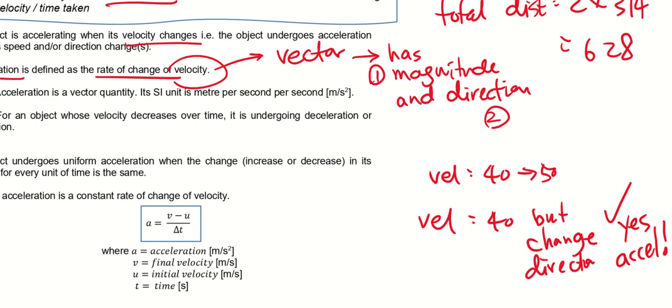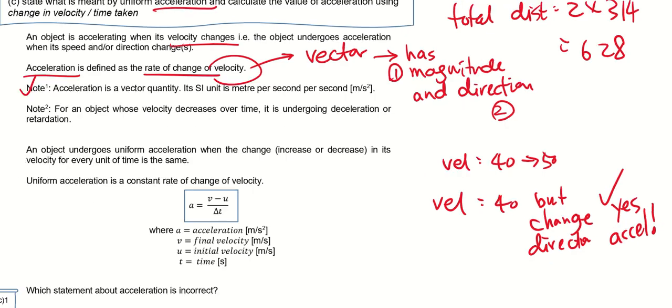So does anyone want to ask me about this? Acceleration is a vector quantity. Why vector? Apart from magnitude, it has direction. The SI unit is meter per second squared. You all know what meter per second squared is? Later I'll show you, okay?